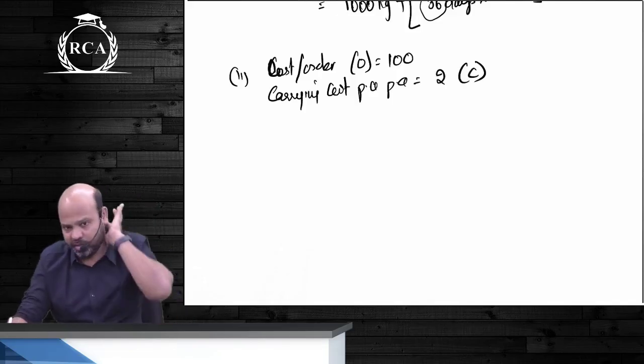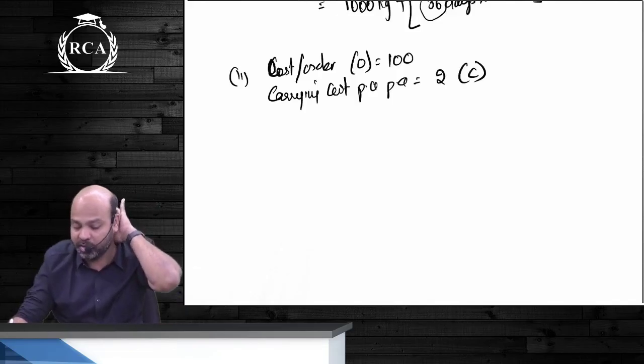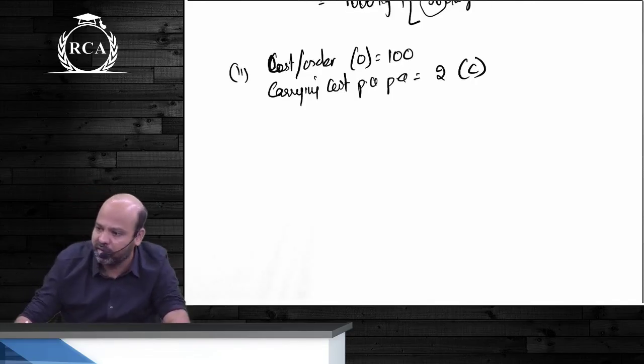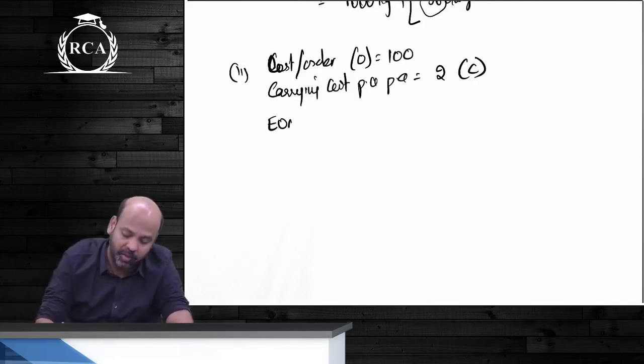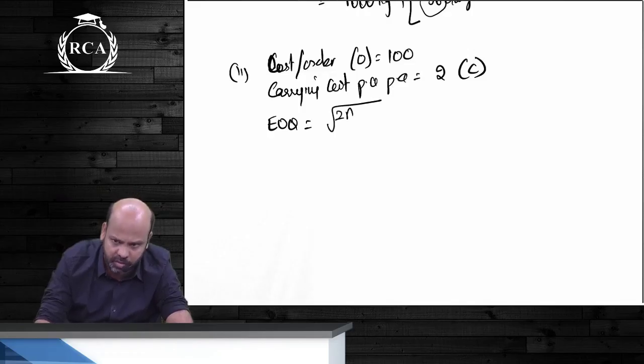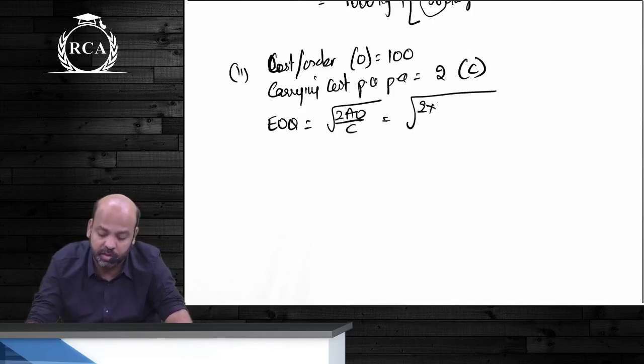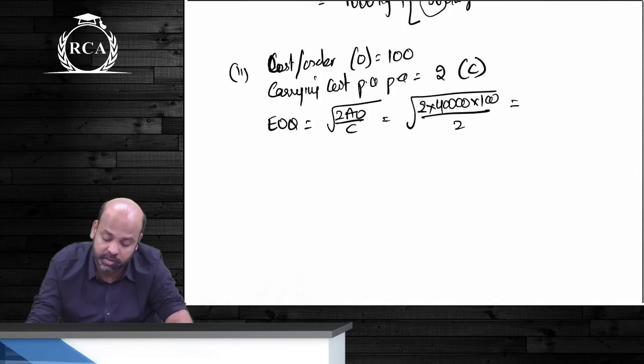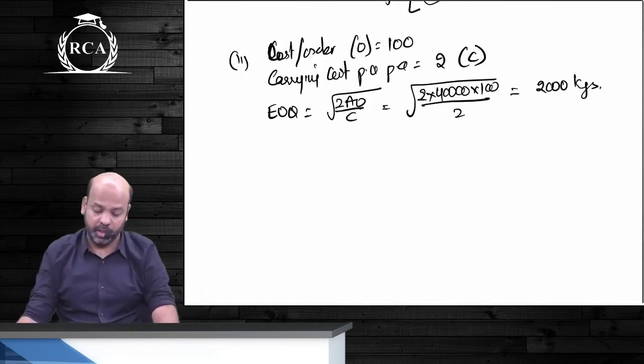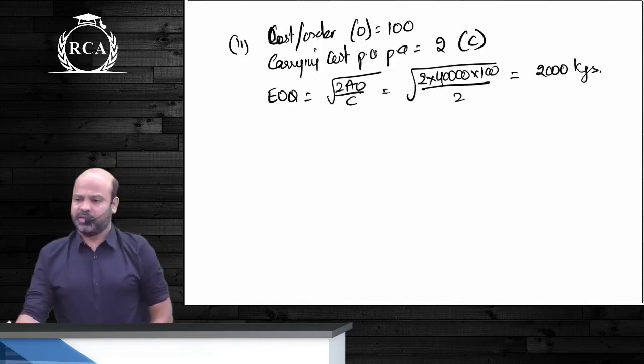Carrying cost per unit per annum is 2 rupees. Cost per order is 100 rupees. EOQ will be equal to root over 2AO by C, and that will be root over 2 times 40,000 into 100 divided by 2. How much is the answer? 2000 kgs. EOQ, guys, is 2000.